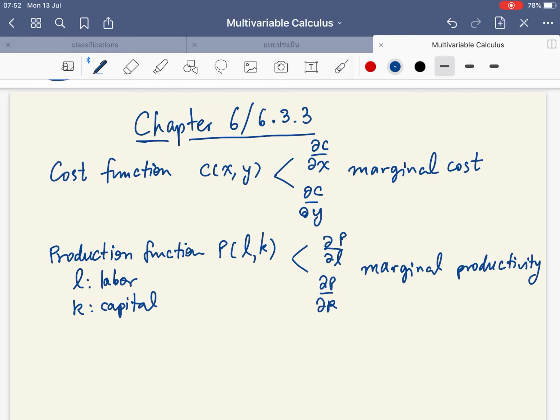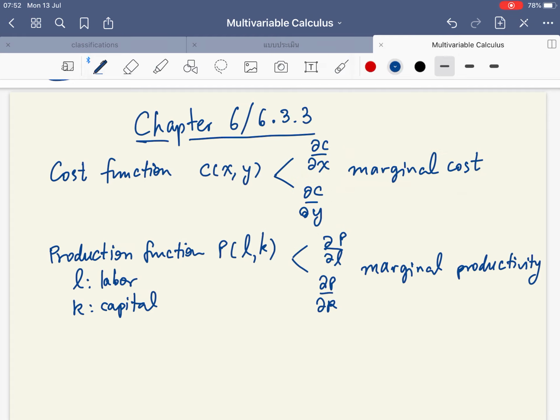Previously we talked about the cost function that depends on at least two products, x and y, and then we can find a partial derivative with respect to x of the cost function, and then a partial derivative with respect to y. These are called the marginal costs.